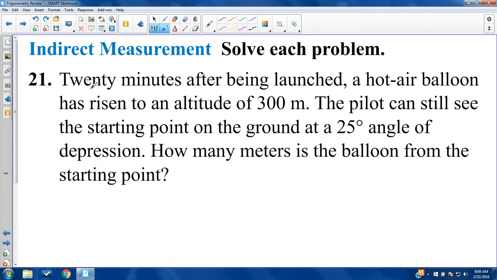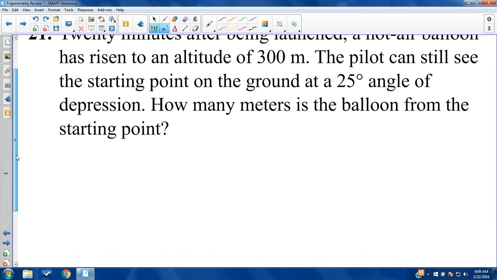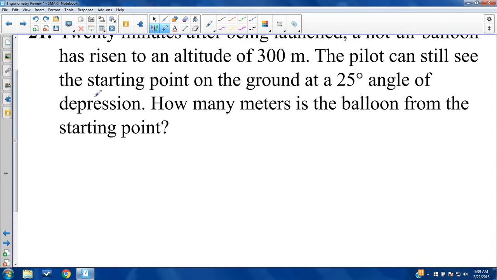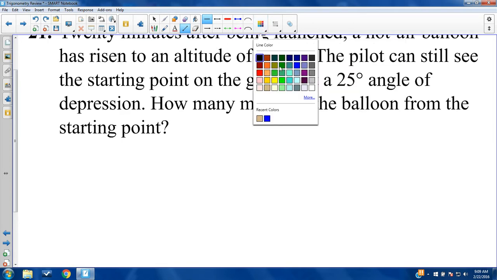20 minutes after being launched, a hot air balloon has risen to an altitude of 300 meters. The pilot can still see the starting point on the ground at a 25-degree angle of depression. How many meters is the balloon from the starting point? So, okay, for some of these problems, it's almost expected that you kind of know what the setup of something looks like.